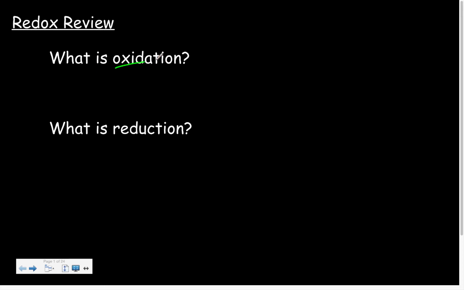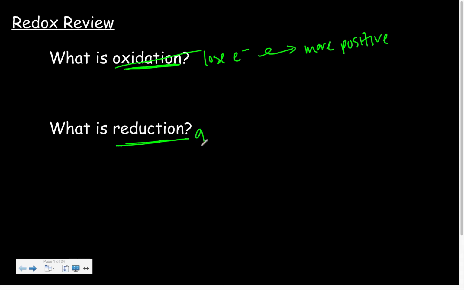Alright, so what is oxidation? Oxidation, right? This is when we lose electrons, and what that means is that we become more positive. Reduction means we gain electrons, which the end result is that we become more negative, or become less positive.